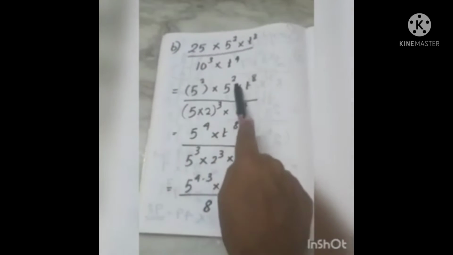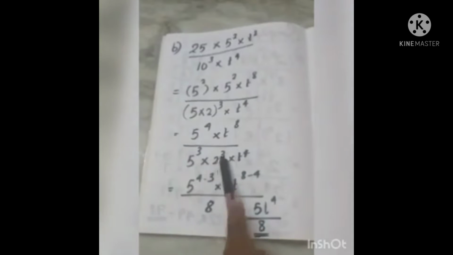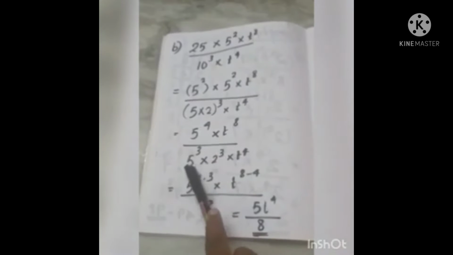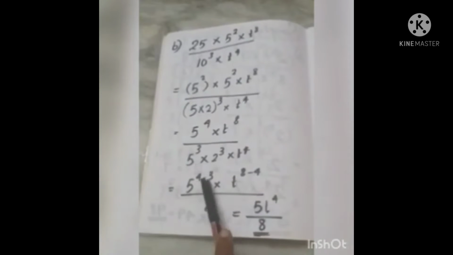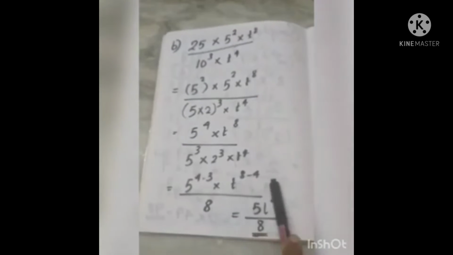Now 5 square and 5 square, so multiplying with the same base, 2 plus 2 you will get 5 raised to 4. Again t raised to 8 I wrote the same. Here I am going to split it. 5 into 2 whole cube is 5 cube into 2 cube. Now I am taking 5 raised to 4 and 5 cube. So that is 5 raised to 4 divided by 5 cube, you will have 5 raised to 4 minus 3. Here t raised to 8 and t raised to 4, so t raised to 8 minus 4.